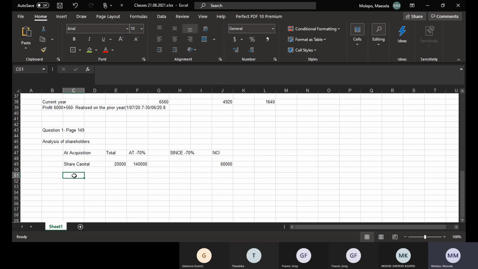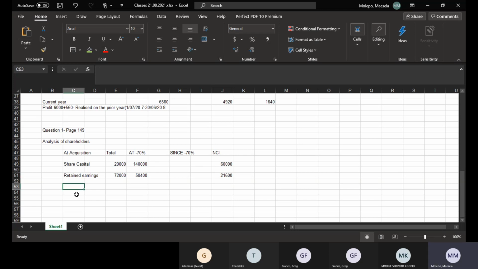Then the retained earnings as given on the date of acquisition. Retained earnings on the date of acquisition, it was given as 72,000 from adjustment number 1. 72,000, and then the 70% part of it will be 50,400, and then the difference will be the 21,600.